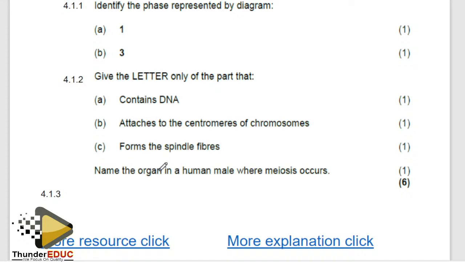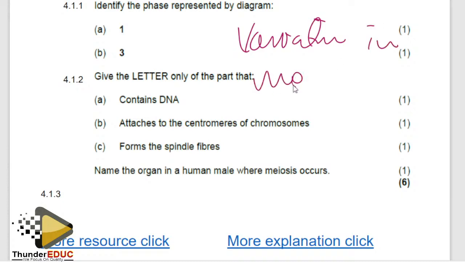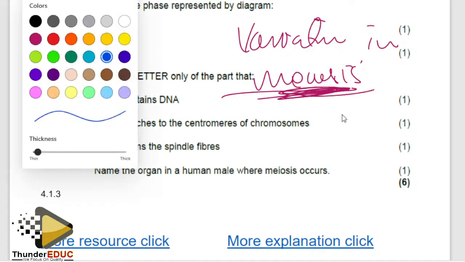Name the organ in female where meiosis occurs. Meiosis occurs in the testes in the case of male, and in the female it occurs in the ovary to produce ovum. But there is something where students fail. Give two causes of variation in meiosis. Guys, they are saying in meiosis. They're not talking about the causes of variation in general, they're saying in meiosis.